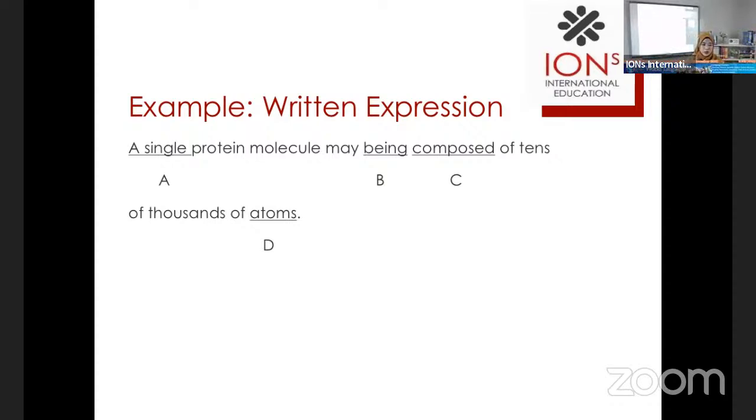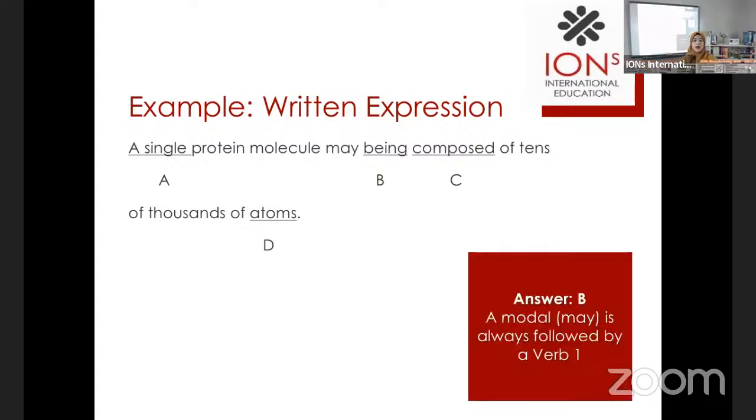Now, let's check. Setelah may itu, kita punya being. Nah, sekarang, apakah being itu adalah verb base? No, right? Ada tambahan ing di situ. Berarti yang B itu incorrect. Right? A modal is always followed by a verb base. Good. Jadi di situ harusnya gimana, Miss? Harusnya may be composed. Ya, oke. The correct answer is B. Jadi yang error adalah yang B. It should be may be composed.